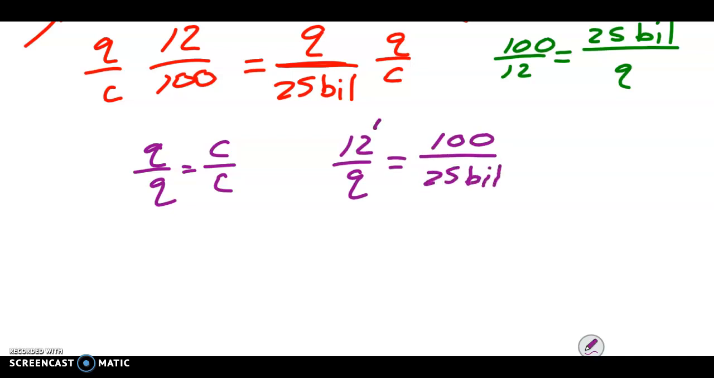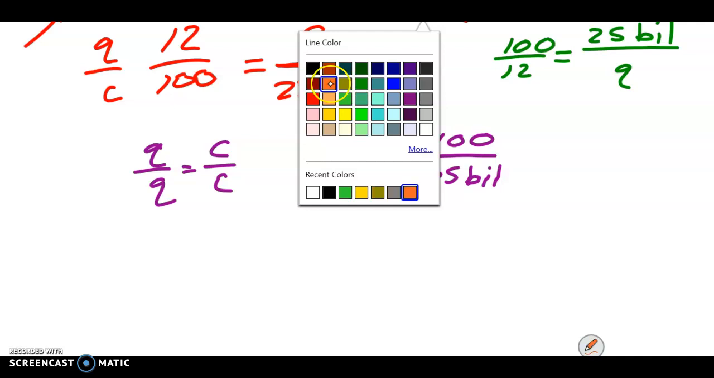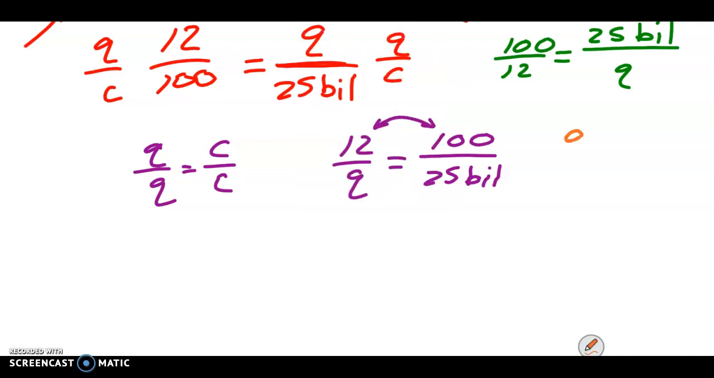Because remember, the 12 and the 100 are tied together. They're from the same situation. Or this could even be flipped. And you could end up with Q over 12 is equal to 25 billion over 100. So a number of ways you could set up these proportions. And then you would go ahead and solve with that cross multiplying like we've talked about.